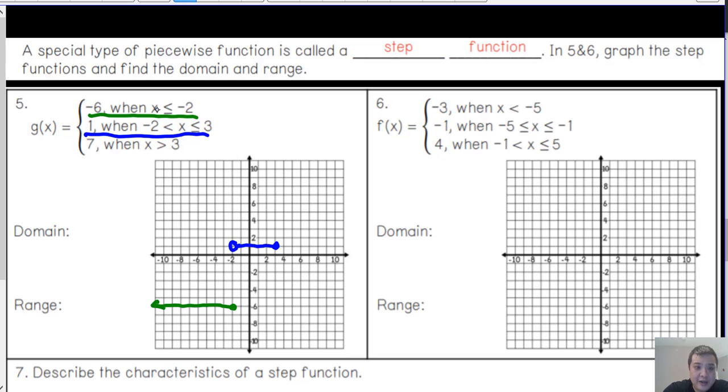And then we'll do the last part in red. 7 when greater than 3, excuse me. So it's going to be an open dot at 7 right here, going that way.